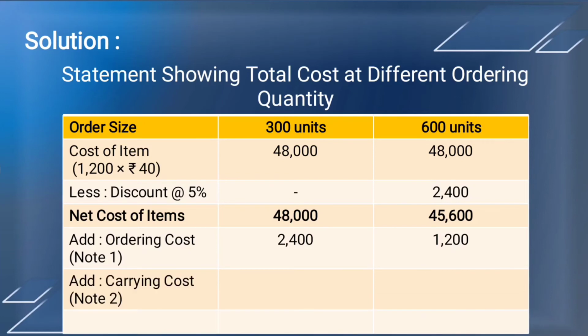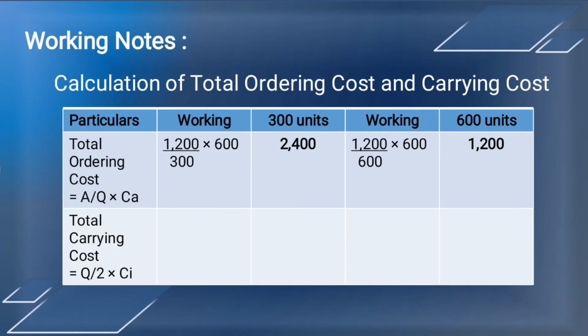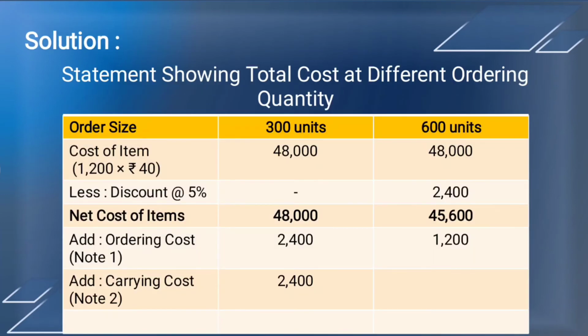Next, add carrying cost. So now let us calculate carrying cost. Total carrying cost is equal to Q upon 2 into CI. So let us calculate carrying cost for 300 units, which will be 1 upon 2 into 300, that is EOQ, into 16, which is CI. So the total carrying cost will be rupees 2,400 for 300 units. So we'll record it rupees 2,400 under 300 units.